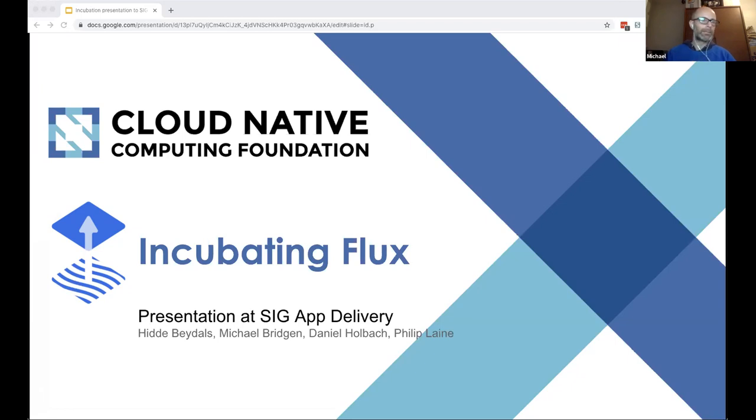Flux has entered a proposal to move from sandbox to incubation in CNCF. And we've been referred to SIG App Delivery, which seems appropriate. And so this presentation is really about making a gentle case for you all to endorse this move ultimately. So I'm going to give a bit of background on Flux and where it's headed, and then I'll try and press my suit for making the move into incubation.